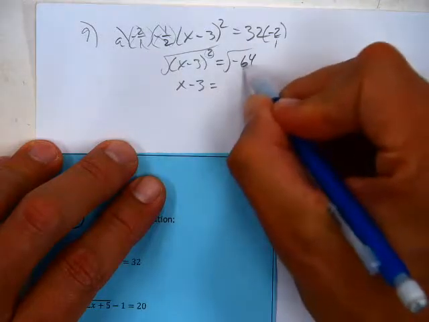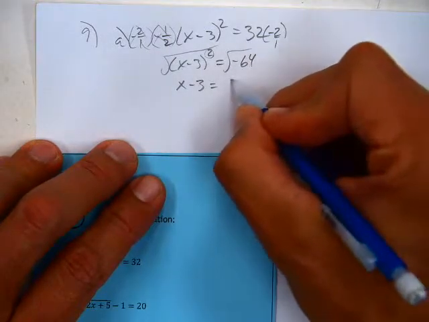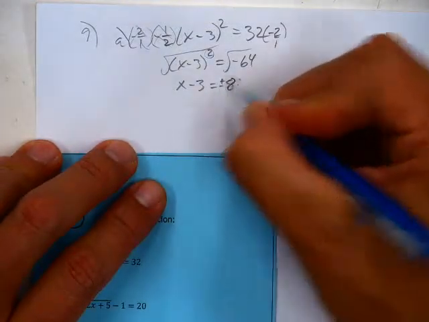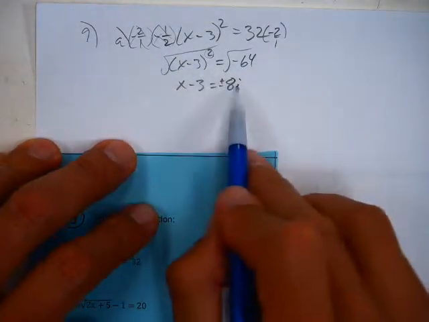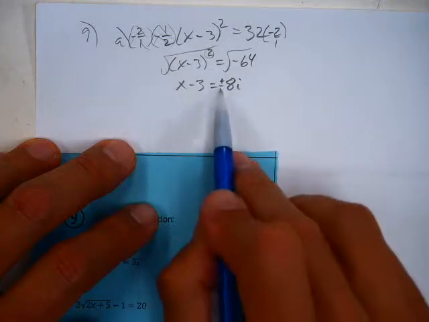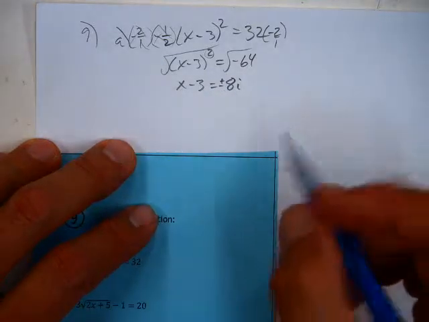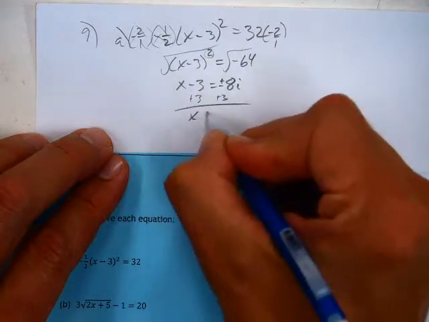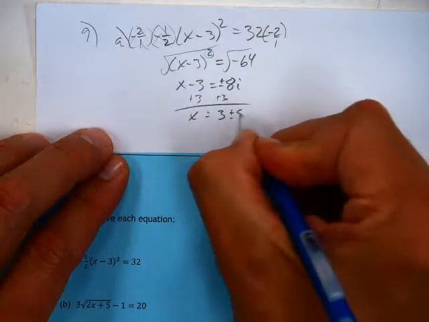x minus 3 is equal to, and the square root of a negative 64 is 8i, and it's a plus or minus. Anytime you solve for x by taking the square root, you have to consider the positive and the negative. All right? We add 3 to both sides and we're done. We have x equals 3 plus or minus 8i.